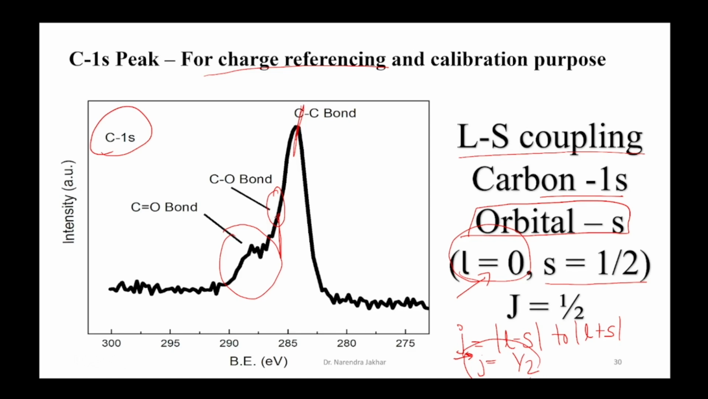In my previous slides, I already discussed that we can find out the electronic environment and the chemical states of the elements present in the sample. Similarly, the peak at the lower binding energy side can be ascribed to the C-C bond, the middle energy peak to the C-O bond, and the higher binding energy peak to the C=O bond. So these peaks are in increasing order of binding energy.